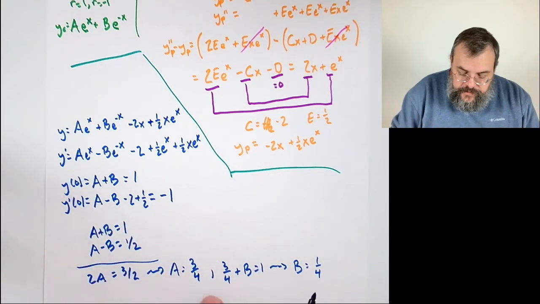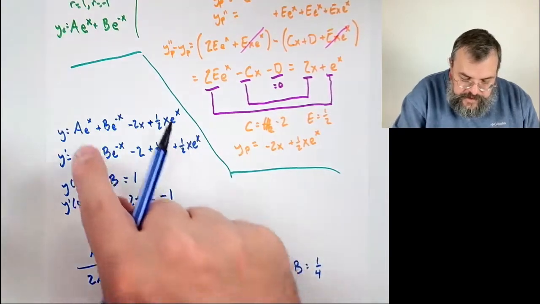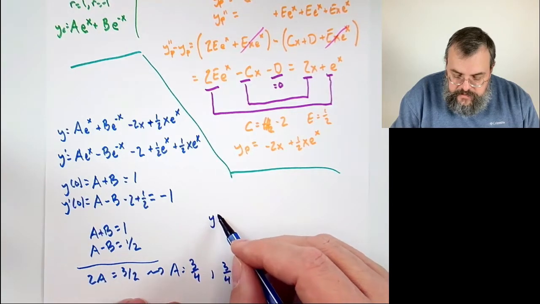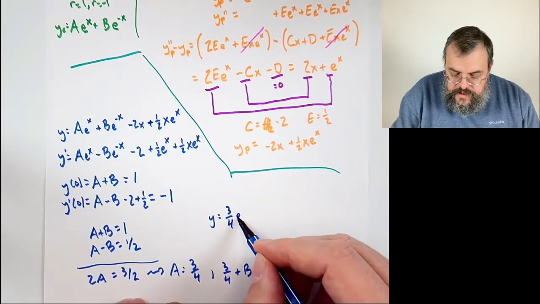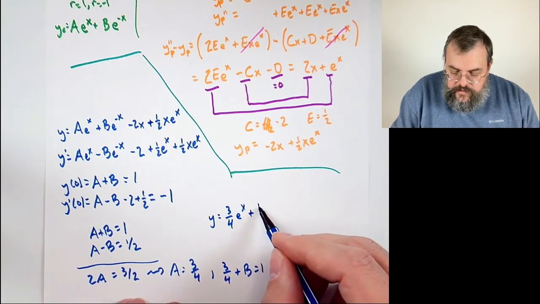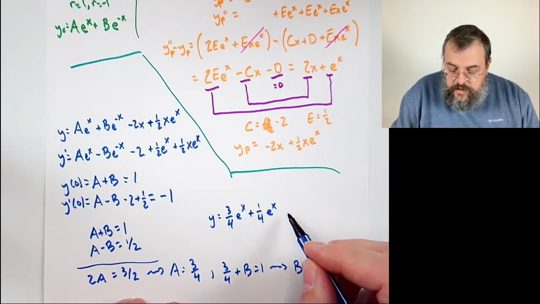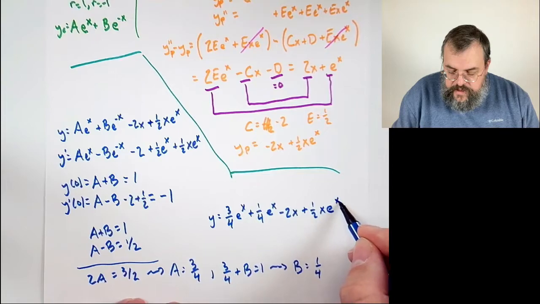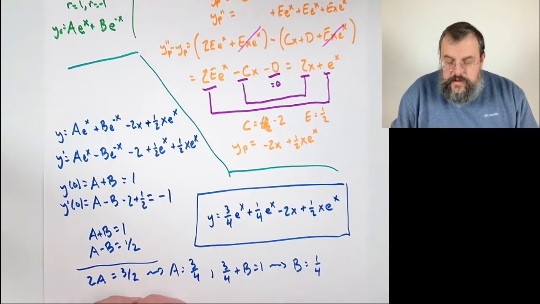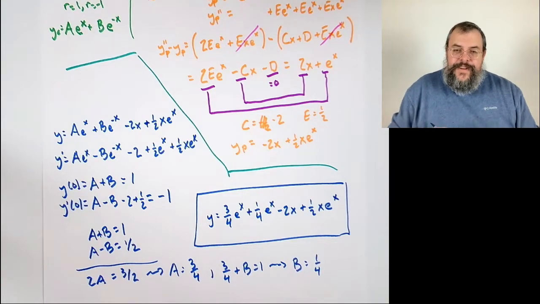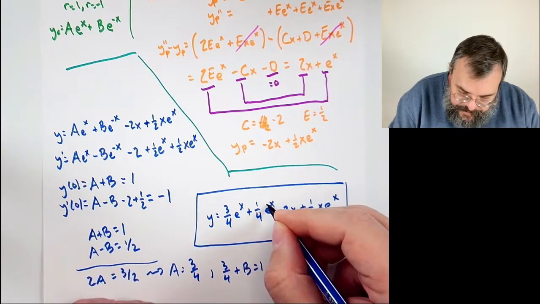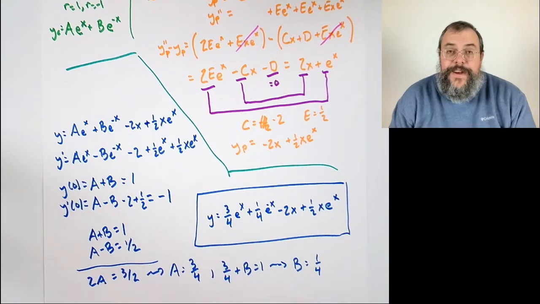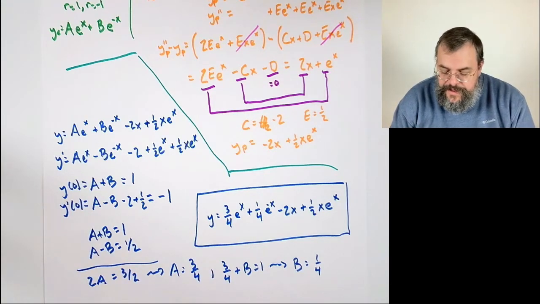So we're going to plug in the value for a and the value for b into y. Plug in a, plug in b, and then the rest of it. So we get y is equal to 3/4 e to the x plus 1/4 e to the x minus 2x plus 1/2 x e to the x. And that's it. Other than I forgot to copy the minus sign there. There we go, right? Because there should be a minus x up in that exponent. All right. Wow. Beautiful.